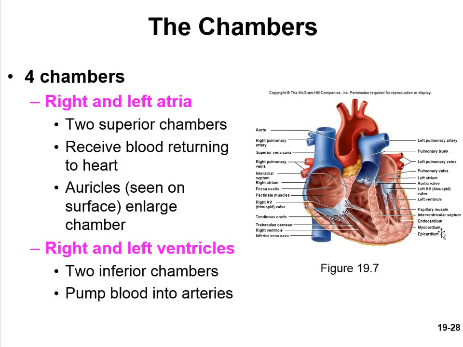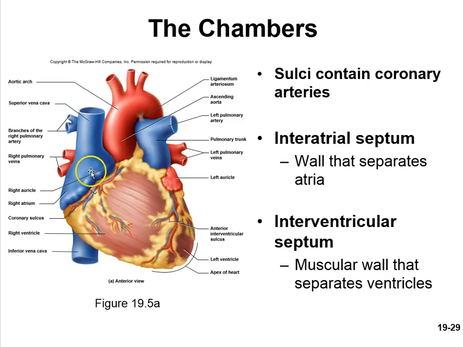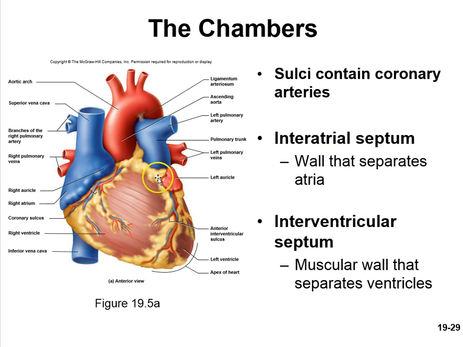The heart has 4 chambers. There's 2 atria and 2 ventricles. We call them right and left. The 2 superior chambers are atria. The inferior chambers are the ventricles. The atria receive blood coming from the rest of the body, and also are the auricle seen on the surface to enlarge the chamber. Shown here in this picture, we can see the right auricle sticking out, enlarging the chamber here. Over here, the left auricle.